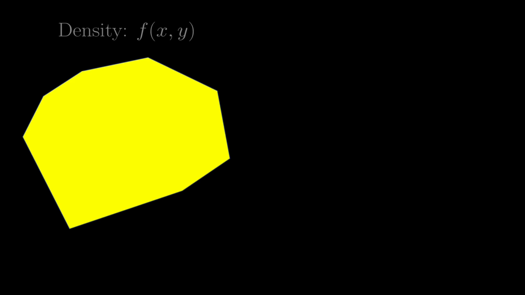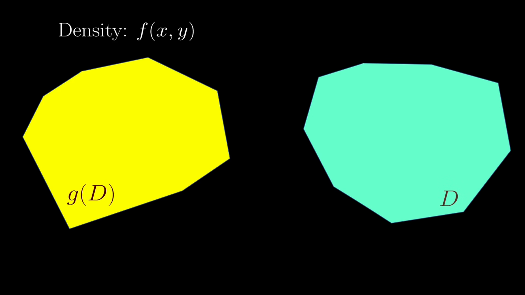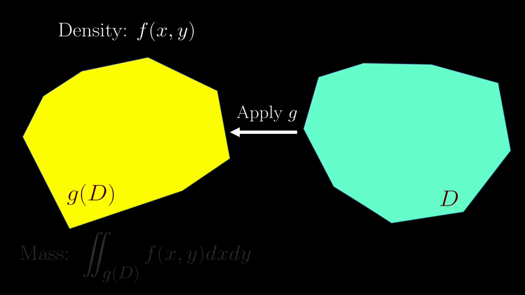Quite similarly, we consider a region with density given by f of x y. However, the region is g of D, where D is just another region, and these are related by the function g. The mass of the region g of D is simply this integral on the left, and we want to find the right density on the region D to give the same mass.